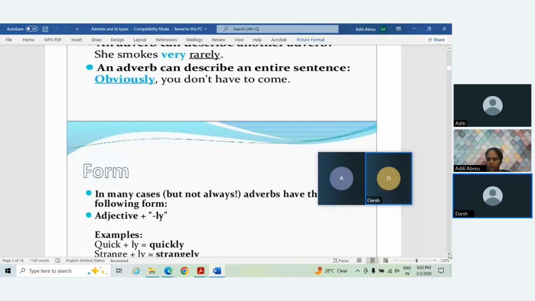What's the importance of obviously in this sentence? Okay. Now, obviously here means you're giving a full confirmation. The word obviously itself tells that I confirm that you don't have to come. Is it clear?